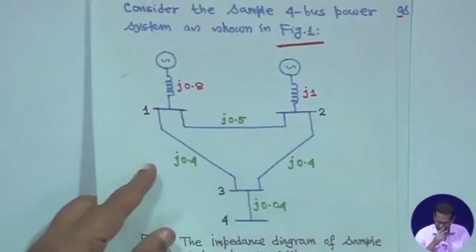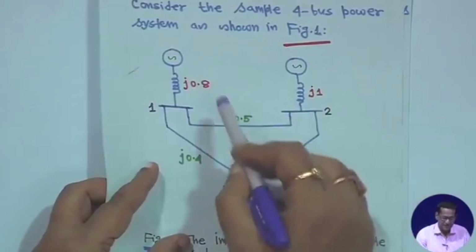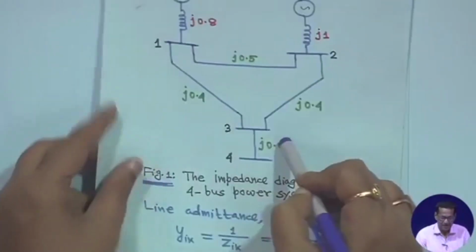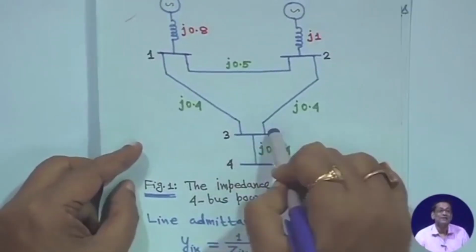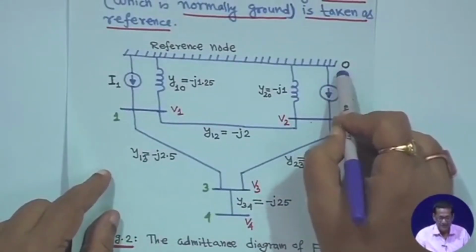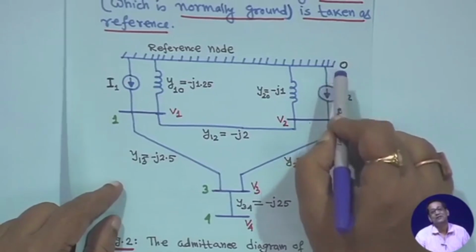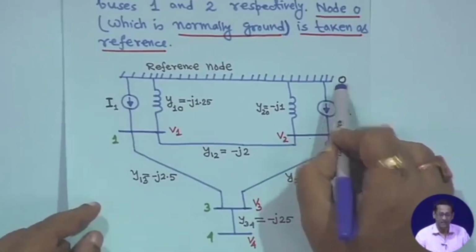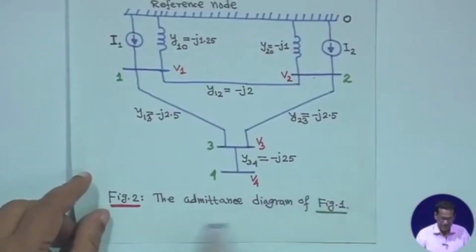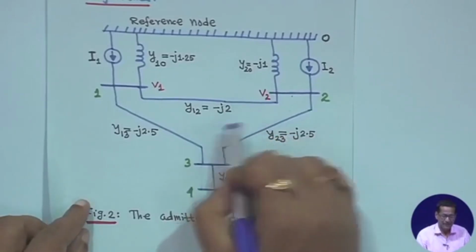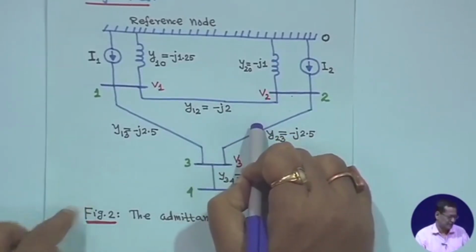So, in this diagram, the two sources are transformed into current sources, and the whole impedance diagram has been transformed into an admittance diagram. One reference node is required, which is normally the ground, and you can take it as 0 potential. This is the admittance diagram of figure 1, that is figure 2. I hope this is easy to understand; not much is there.